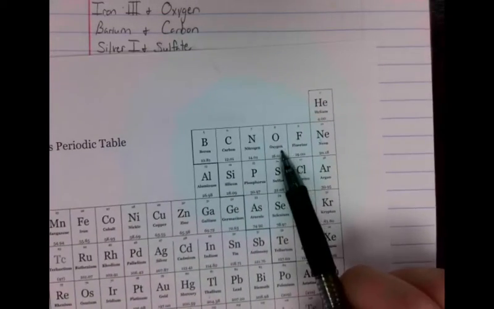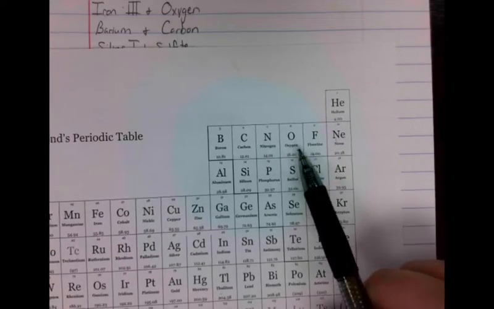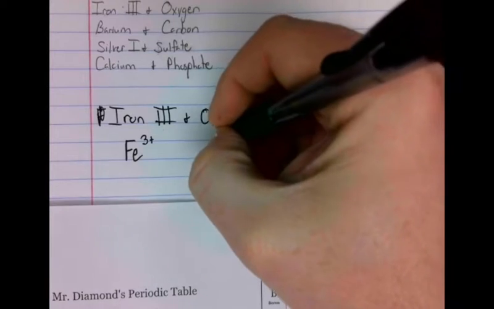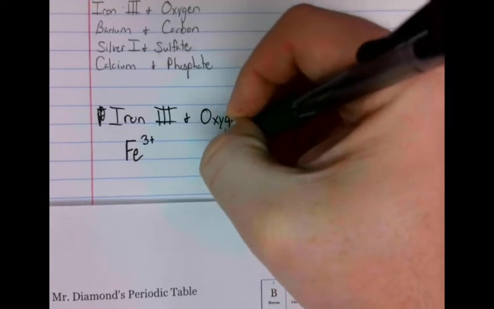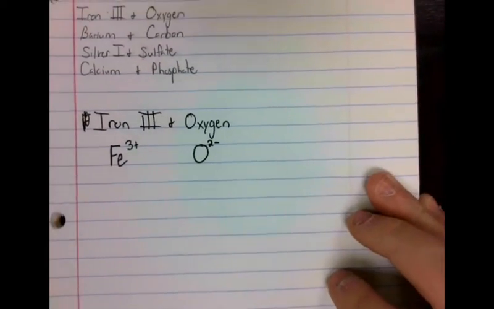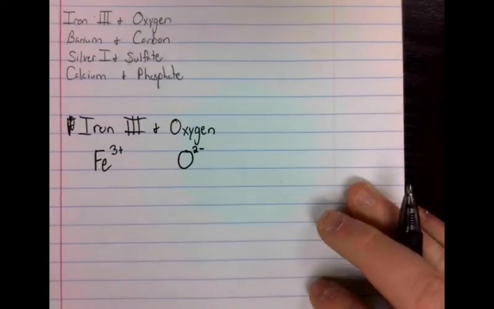All right, oxygen. Oxygen is right here. It is above and to the right. That means it's negative, and it is 2 steps away. So that means oxygen has a 2 minus charge. So we know what the two pieces we're working with are.